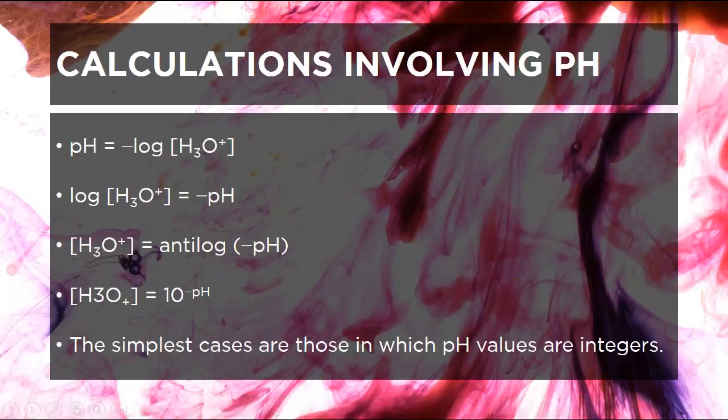Yeah. So, calculations involving pH. This is just a summary of everything, how you would find it. pH is the negative log of the hydronium concentration. So the log of the hydronium concentration is negative pH. That means if I knew the pH and I had to find the hydronium, I would take the anti-log. Have you ever done the anti-log of negative pH? Basically, the anti-log is just 10 to that power. It's just the reverse.